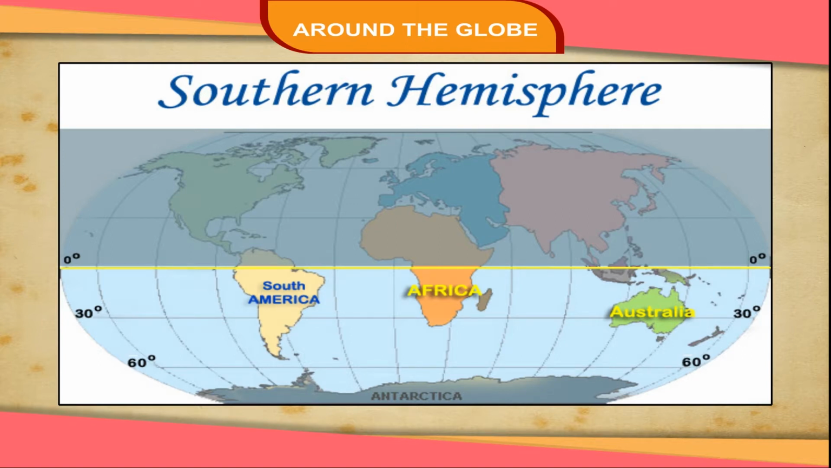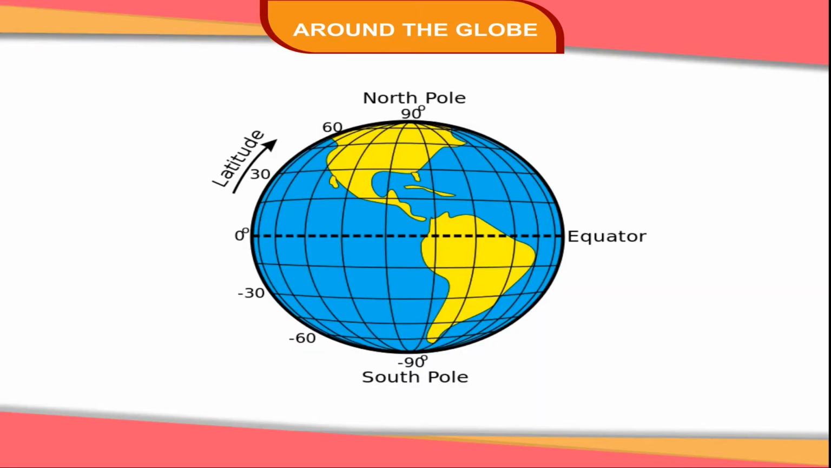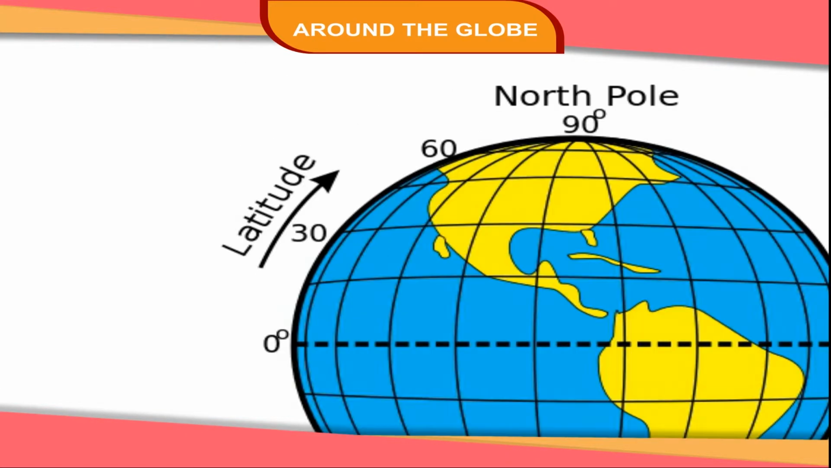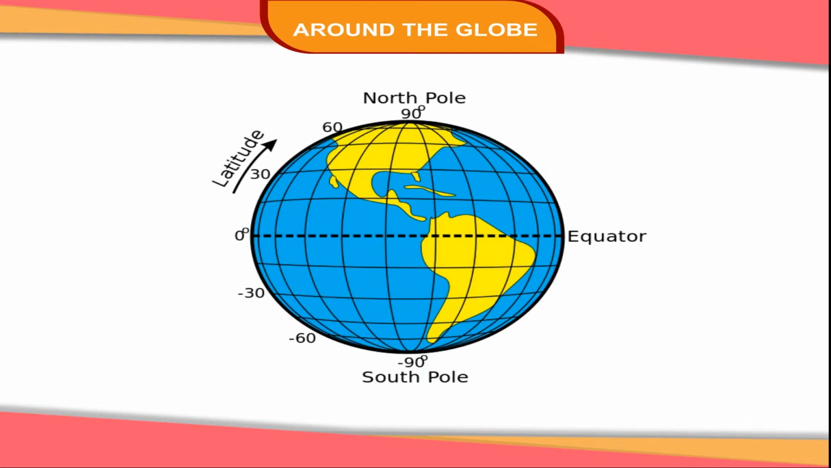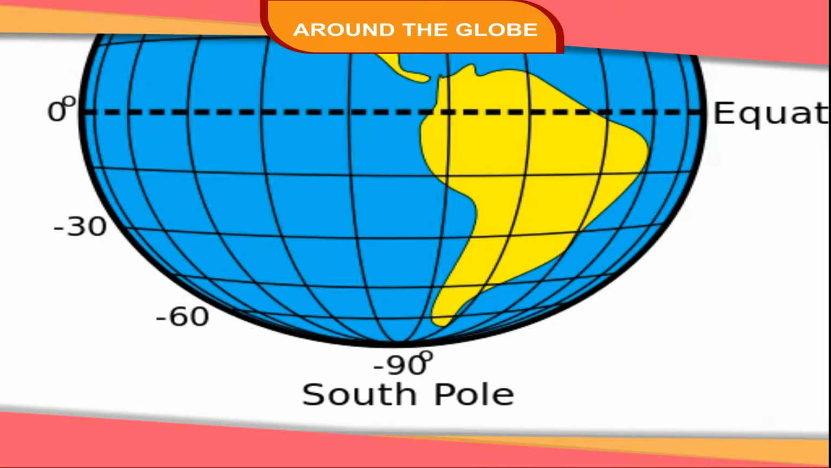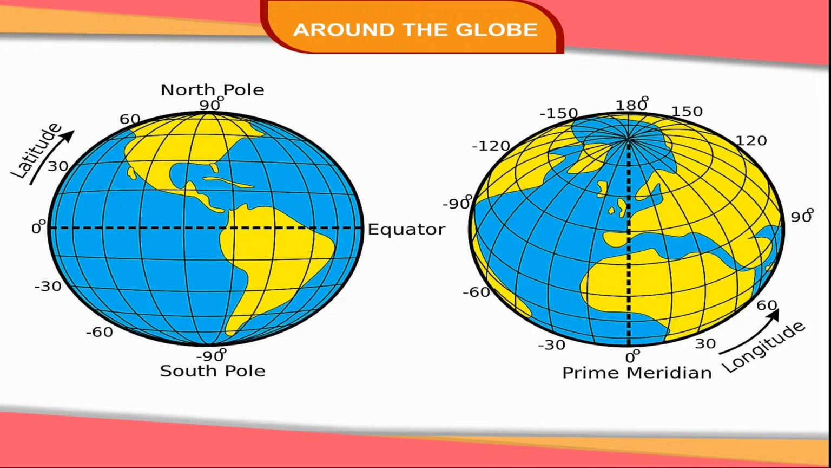Parallels are used to measure the distance or position of a place which lies north or south of the equator. This distance is called latitude. We take the equator as the reference line. We say it is at 0° latitude. The North Pole is at 90° north latitude and the South Pole is at 90° south latitude. The other parallels are marked between 0° and 90°.